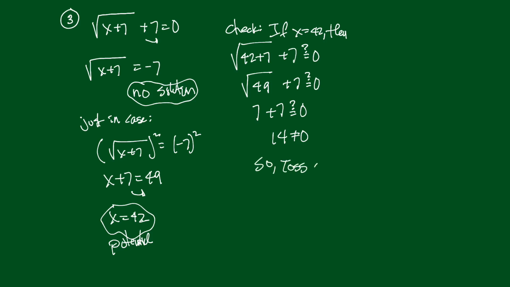So toss out 42 as a potential solution. It's just not going to work. But that's the only potential one we had. So we have nothing left. So we will conclude that this equation has no solution.